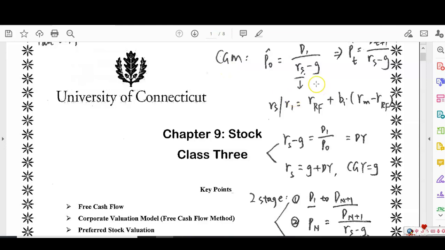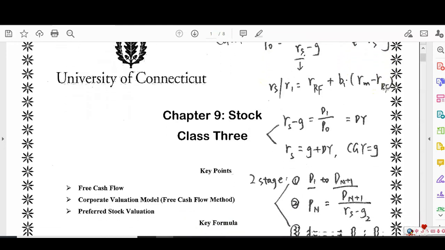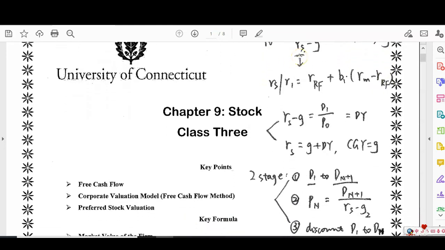If we have a constant growth rate of g all the time for the firm, then we can use D1 over Rs minus g to get the stock price. And for Pt, it is Dt plus 1 over Rs minus g. And this discount rate Rs is also the Ri in the CAPM model, so it's the risk-free rate plus beta multiplied by RM minus RRF.